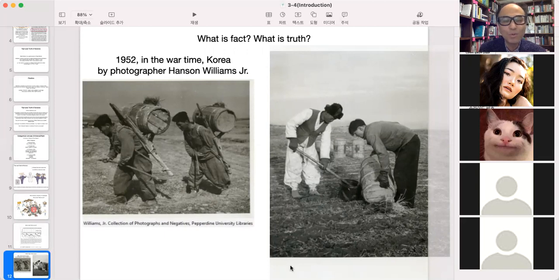It's the poo bucket, right? 똥통이죠, 똥통. Okay, so what is fact, what is truth? Out of this photo, the fact is what we see right now, based on what is seen through this photo. So we accept this fact, right? But we have a different truth.